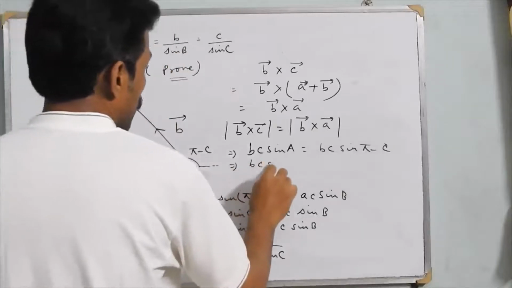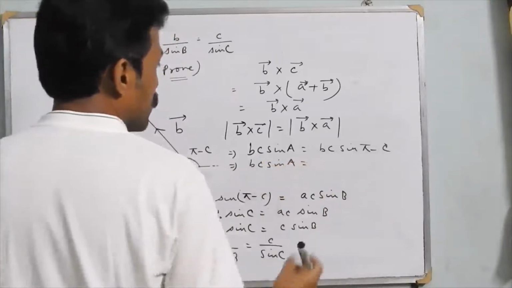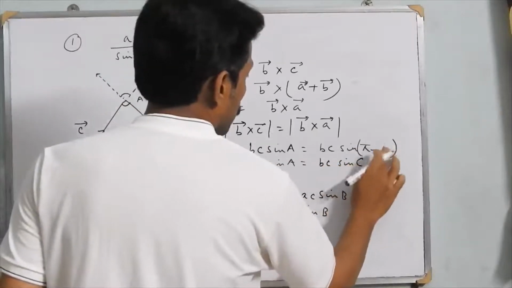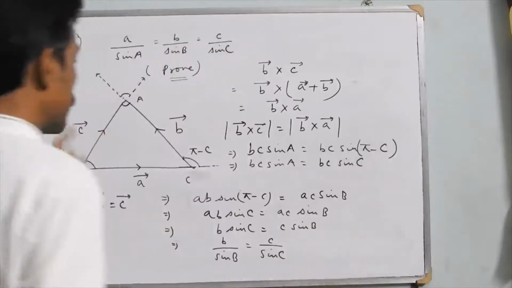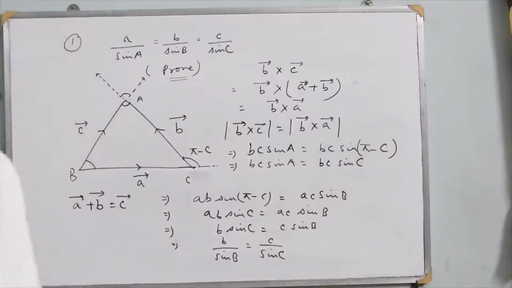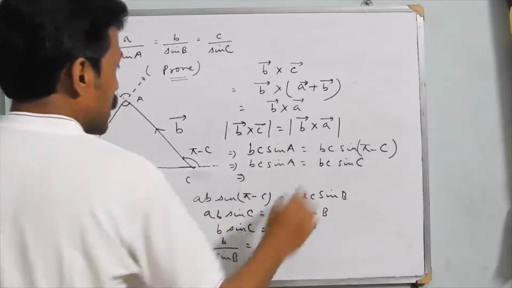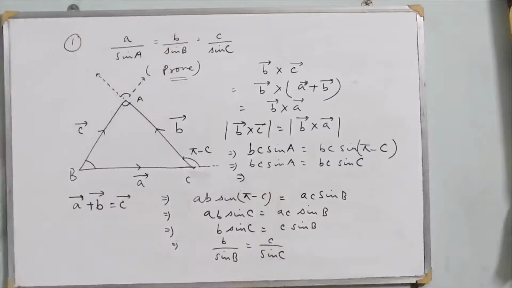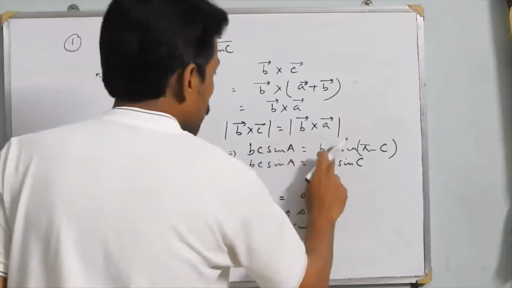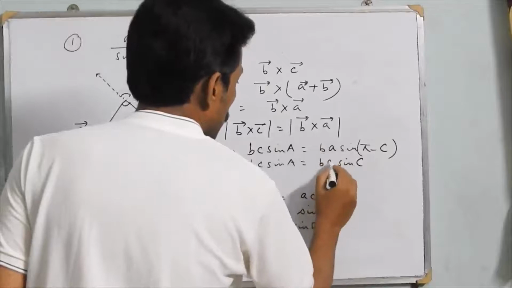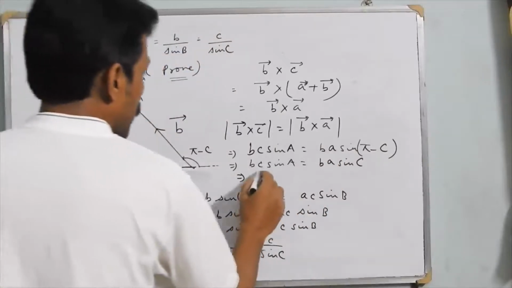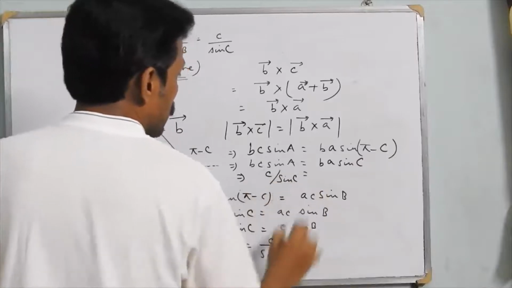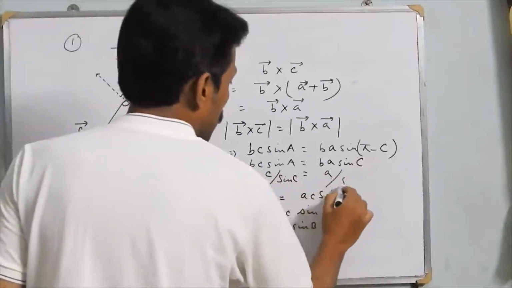So BC sin A is equal to BA sin of pi minus C, which is sin capital C. Angles are denoted by capital letters, remember that. So from here, B will cancel out. Sorry, this is B cross A, so this is BA. B cancels out. So from here I can write C by sine capital C is equal to A by sine A.